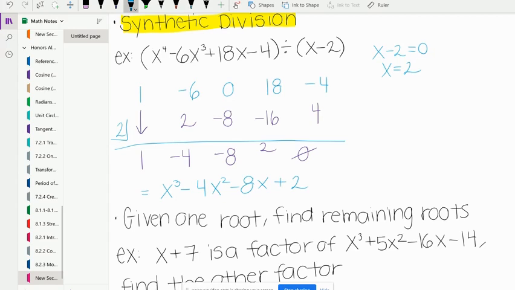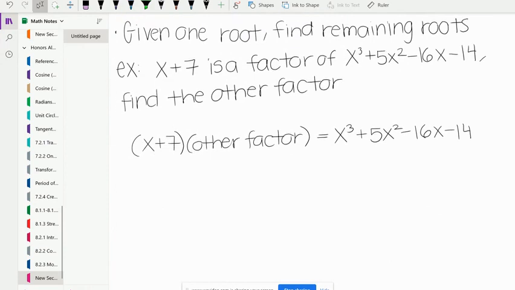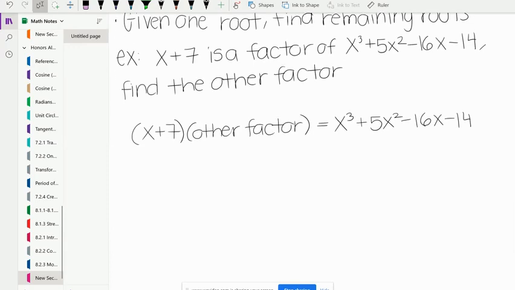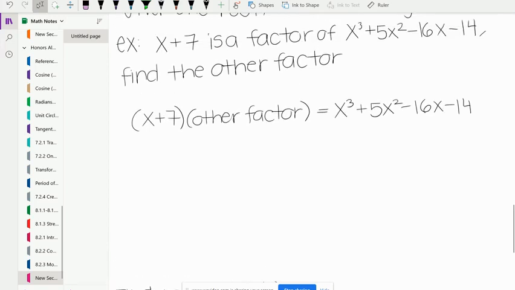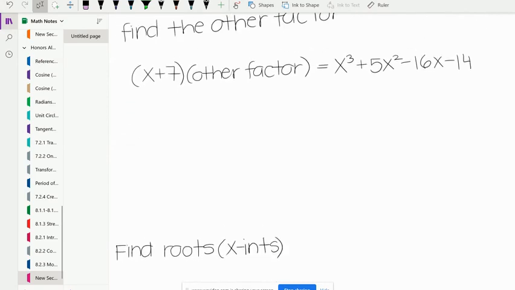Okay, so here is another important part of this chapter or section. Given one root, find the remaining roots. So if x plus 7 is a factor of x cubed plus 5x squared minus 16x minus 14, we want to find the other factor or factors. What that really means is we already know that it's a factor, so x plus 7 times that other factor has to equal that polynomial. So in order to get that, we could do x cubed plus 5x squared minus 16x minus 14 divided by x plus 7, and that would give us the other factor.